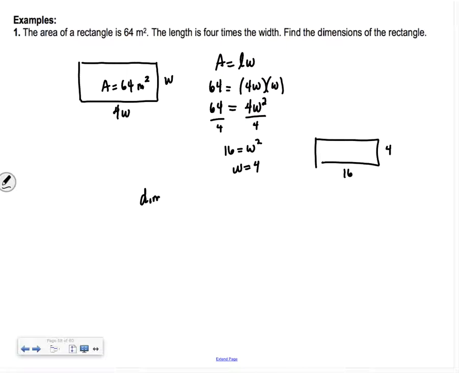So our dimensions, I'm sure you've heard people say like a 2 by 4, a 3 by 4. We write it as a 4 by 16, and these are in meters. And it doesn't matter which one you put first, so you can put the length first or the width, it doesn't matter. So those are our dimensions.